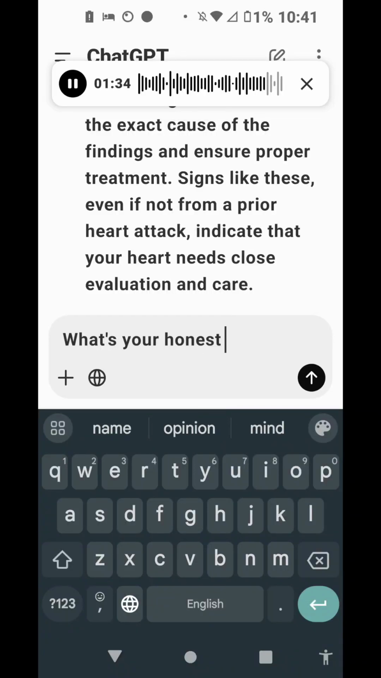It's crucial to follow up with a cardiologist to determine the exact cause of the findings and ensure proper treatment. Signs like these, even if not from a prior heart attack, indicate that your heart needs close evaluation and care.